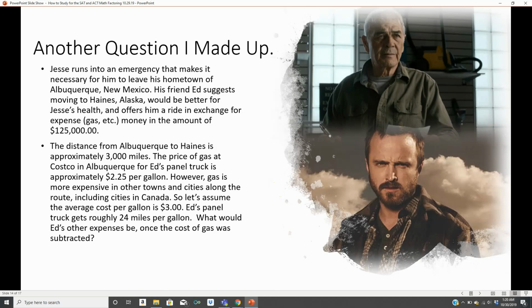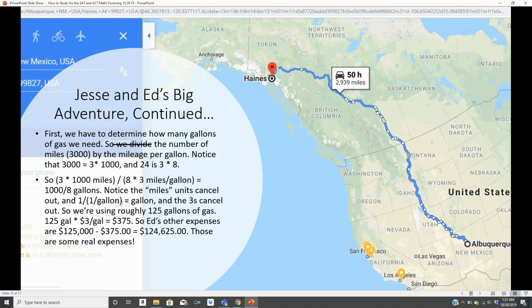The price of gas at Costco in Albuquerque for Ed's panel truck is approximately $2.25 per gallon. Really, I checked it on the Costco website a few days ago. However, gas is more expensive in other towns and cities along the route, including cities in Canada. So let's assume the average cost for a gallon is going to be about $3. Ed's panel truck gets roughly 24 miles per gallon. What would Ed's other expenses be once the cost of gas was subtracted?